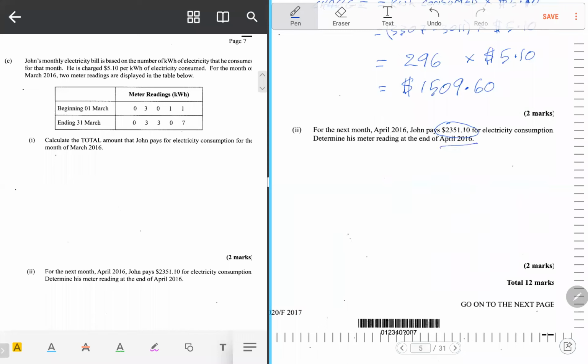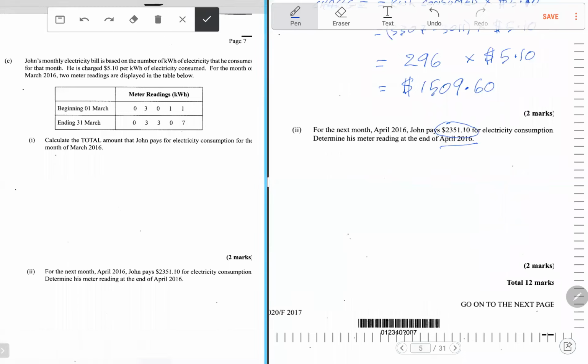All right, so remember now, over here, look over here. We're now going from March to April. So the meter reading is going to change. All right, so what you want to do is know how much it changed by looking at the cost. So you want to know how much kilowatt hours he used, and then all you need to do now is add that kilowatt hour to this meter reading, and then you will know the new reading. As simple as that. If you don't understand, let me know.